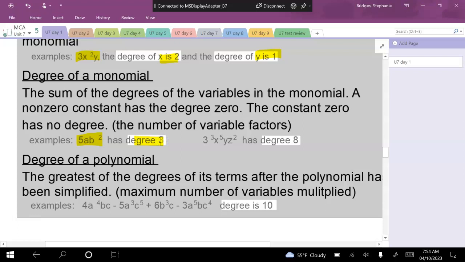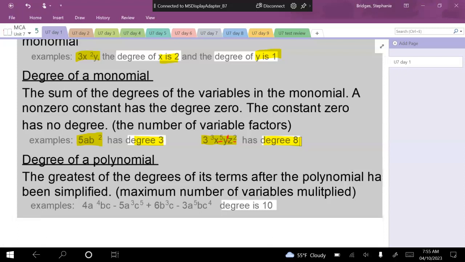And then the second example that we have up there is 3 to the third, x to the fifth, yz squared. Again, we do not include the exponent on the coefficient. We only include the exponent on the variables. So we have a 5 on our x, we have a 1 on our y, and we have a 2 on our z. So we add the 5, the 1, and the 2. So that gives me a degree of 8. It does not include, again, the exponent on the coefficient. That 3 to the third, that exponent is not included.